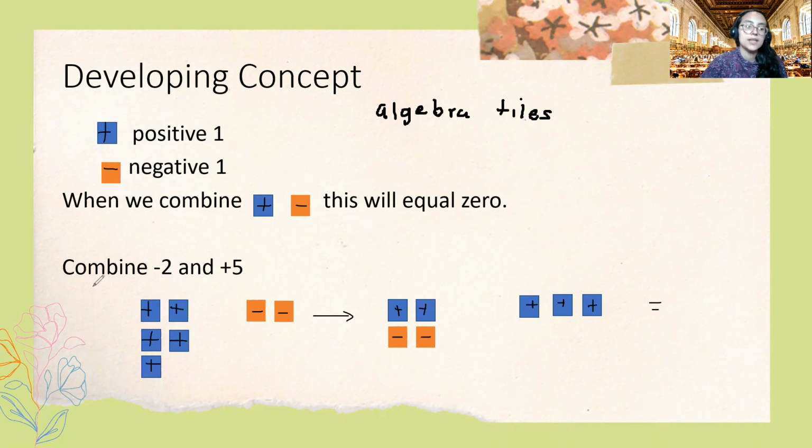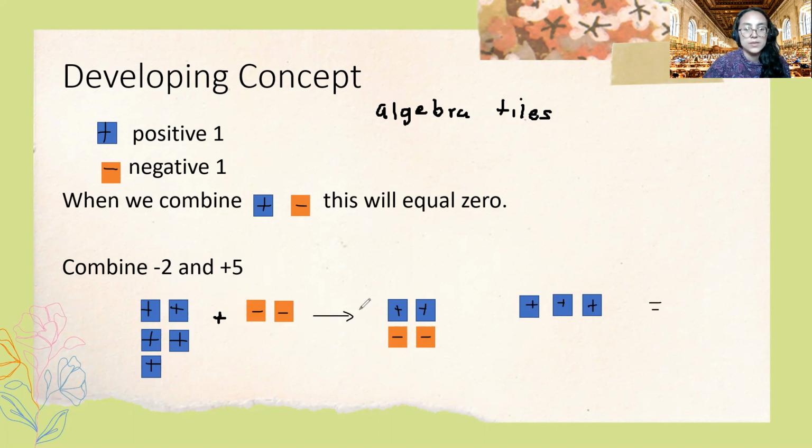So as you can see here, we're asked to combine -2 and +5. So we're going to use our algebra tiles here to model this addition. So here we have 5 positive blue tiles because it's +5. And here we have 2 red algebra tiles, so 2 negative algebra tiles because we're asked to combine -2.